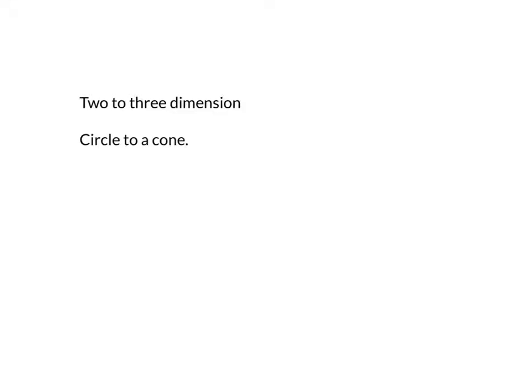So in this video, we're going to change from a two-dimensional shape to a three-dimensional shape, from a circle to a cone. And what we want to optimize is the volume of the cone. So on the next slide, we'll show you how we can make a cone from a sheet of paper that's a circle shape.